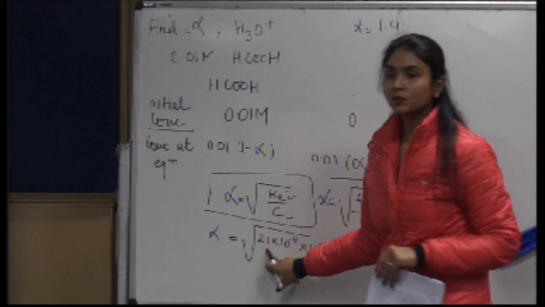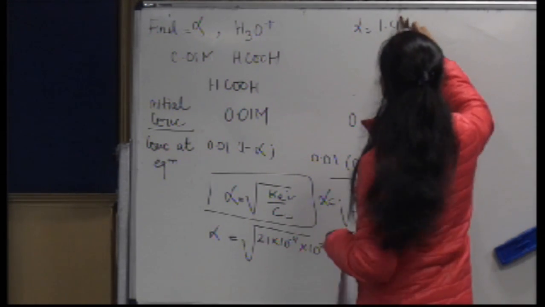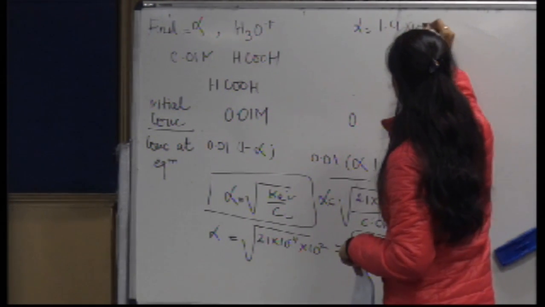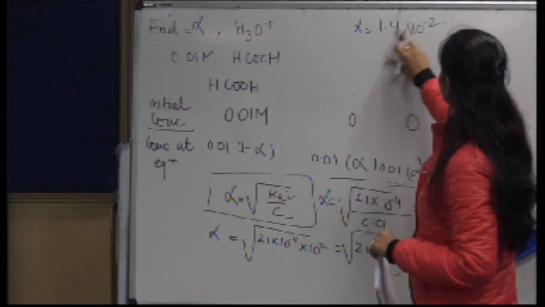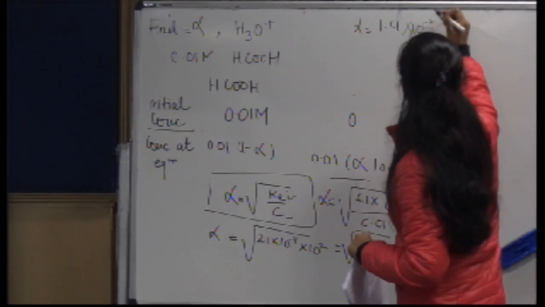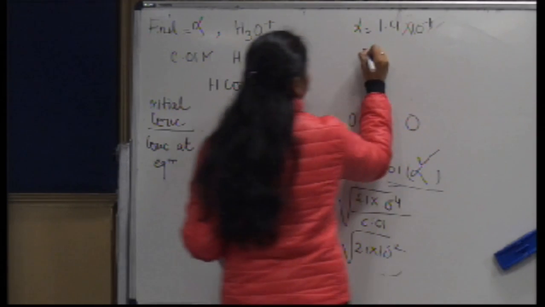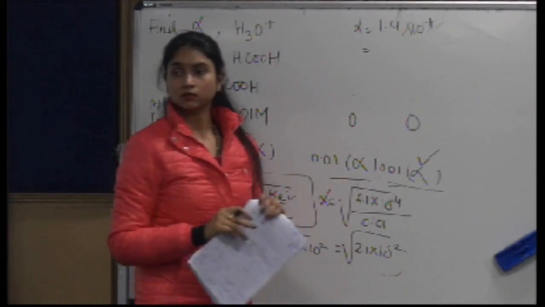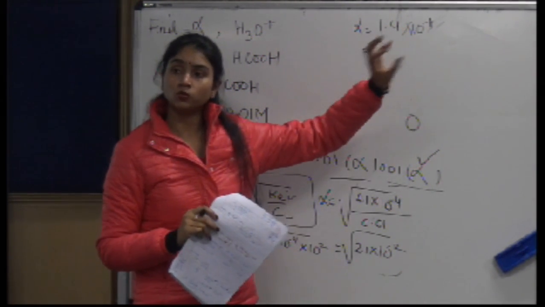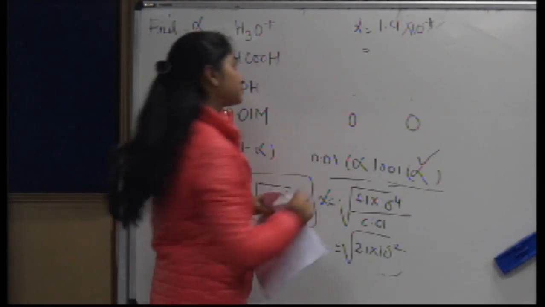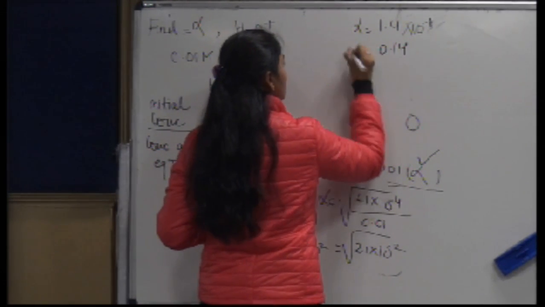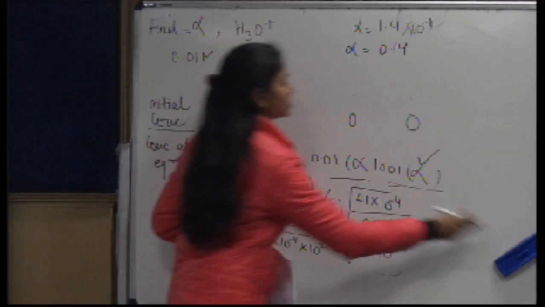Okay, you have not taken the 0.1 wala. Okay, fine. Then 1.4 into 10 raised to power minus 2. Otherwise, sorry, it should be minus 1. So, you can represent this as, अगर मैं minus 1 ना लेना चाहूँ root में तो it will get converted to 0.14. So, this is your degree of dissociation.